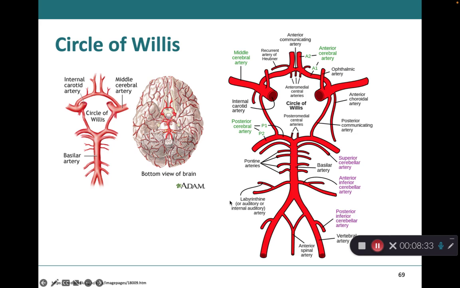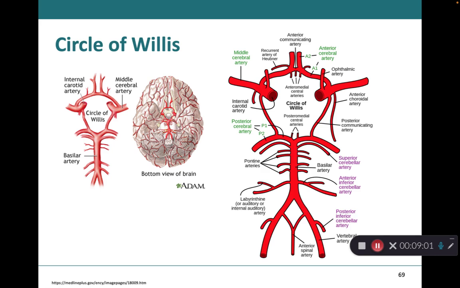Let's start up top here at the anterior cerebral artery. Okay, so there's two different segments to this, which is what this is showing, A1, which is down here, and A2 up here. Okay, so anterior cerebral artery.